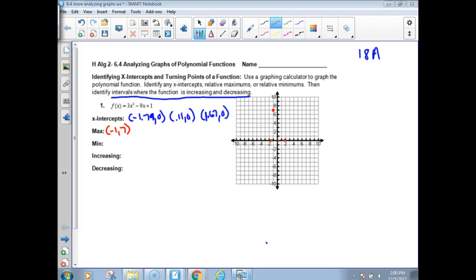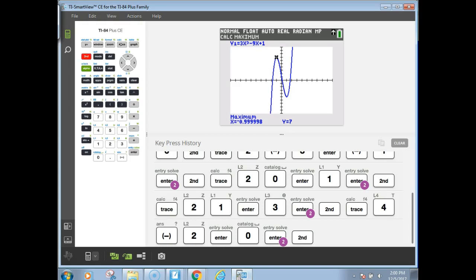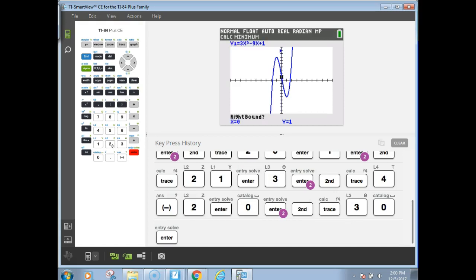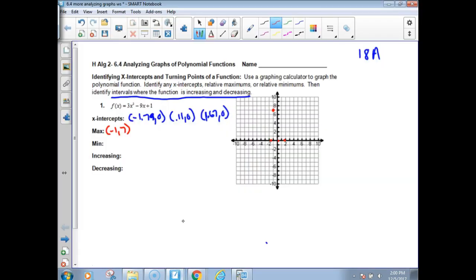The minimum, second trace, choice 3. It's this little lower hump here. That will be your relative min, where it curves right there. So that's going to be between 0 and 2. So I'm going to hit 0 for my left bound, enter, 2 for my right bound, enter, enter again. So it'll land on it. And it's at 1, -5, 0.9999. You understand why I'm rounding to 1, I hope, right? Okay, 1, -5. And then I will graph that.